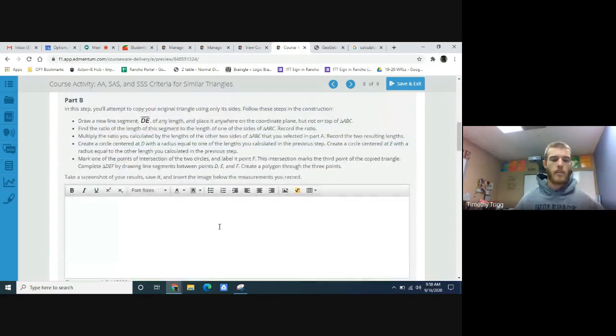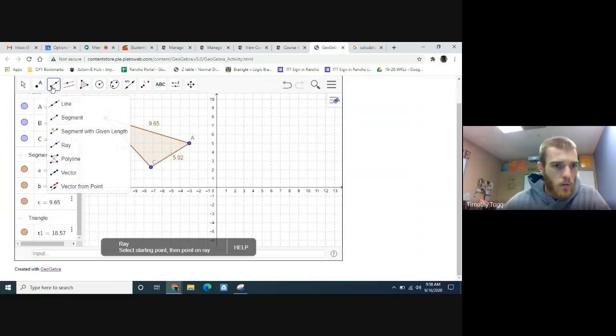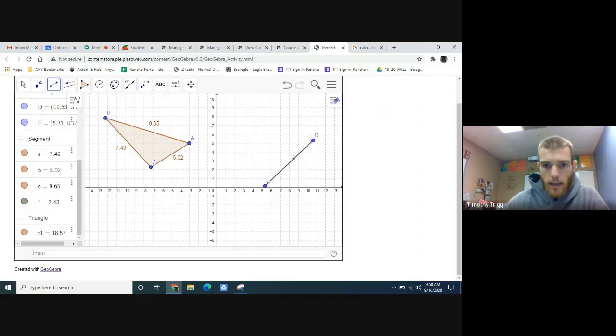Okay. Here's the hard part. Draw a new line segment, DE, of any length and place it anywhere in the coordinate plane, but not on top of the triangle. Same thing we've done before. So go to segment, go to DE. Again, I'm making it kind of so that it corresponds with AC, but not completely the same, okay? Not completely the same angle, not completely the same length.